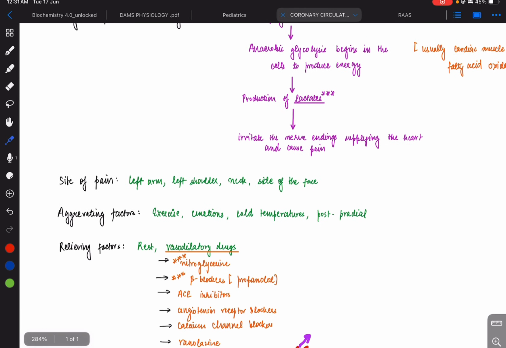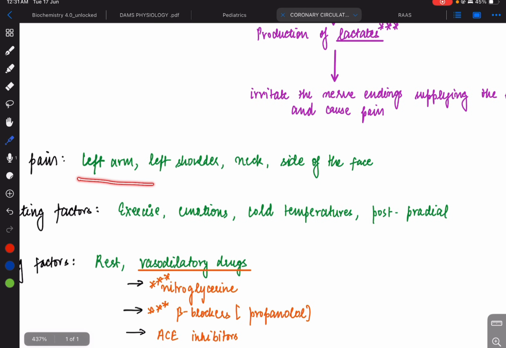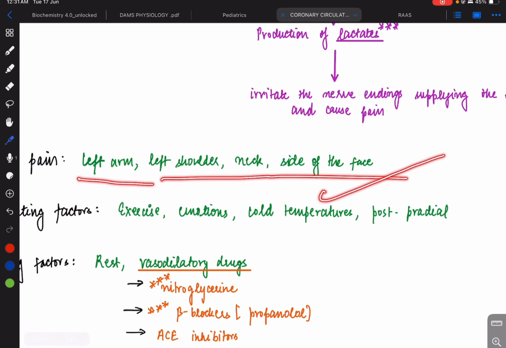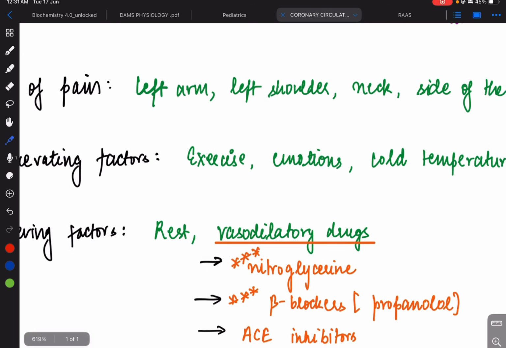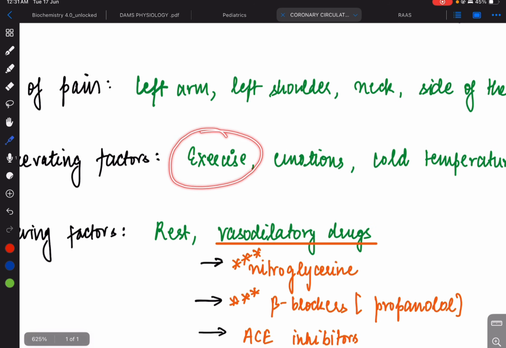Right. So what is the site of pain in angina pectoris? It is the left arm, the left shoulder, neck, and side of the face. The aggravating factors are exercise, emotions, cold temperatures, and postprandial state. Basically, all those conditions which decrease the supply to the heart will aggravate the pain, right? In case of exercise, there is increased blood flow to the muscles and not to the heart, right? So this will aggravate the pain. In case of emotions, we see that there is sympathetic nervous stimulation, and hence the heart rate increases.